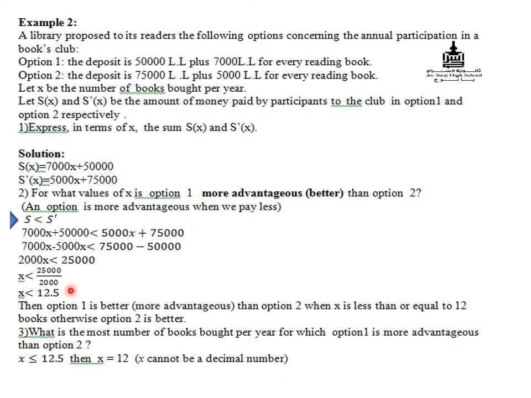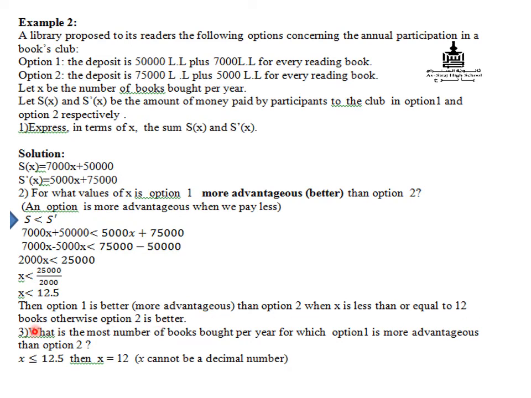Now answer the problem. Then option 1 is better than option 2 when x is less than 12 books. Why do we use 12 and not 12.5? Because the number of books couldn't be a decimal number.